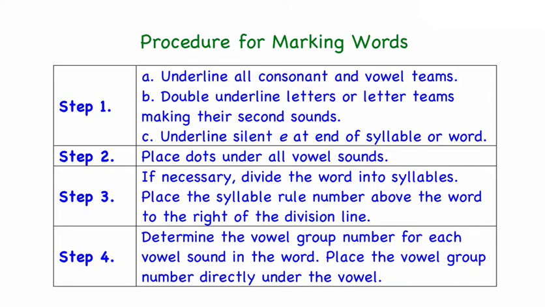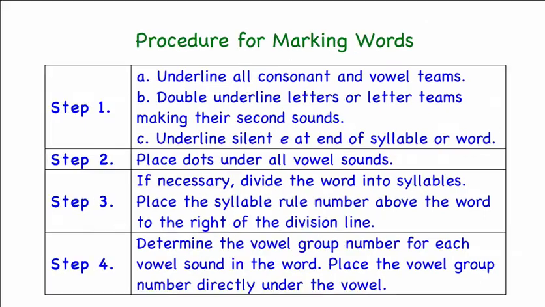Step 3, if we have a multiple syllable word, meaning if we have more than one vowel sound in a word, then we must divide the word into syllables. And if we need to do that, and of course all the words in this lesson are two-syllable words, we assign a syllable rule number above the word, and we write it slightly to the right of the division line. And then our final step is to associate a vowel group number with each vowel sound in a word.